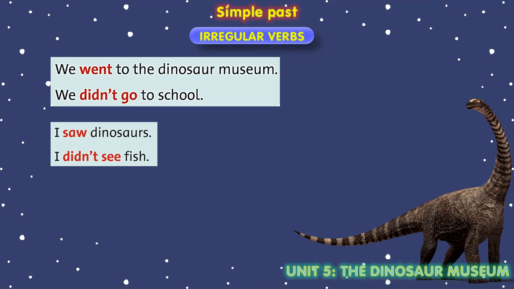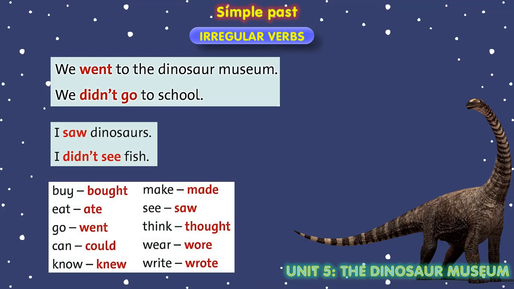We went to the dinosaur museum. We didn't go to school. I saw dinosaurs. I didn't see fish. These are some ways for you to change the verb from present to past. Like buy, we change to bought. Eat, ate. Go, change to went.